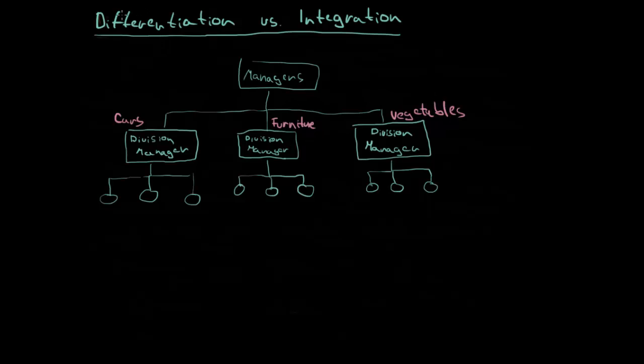So here we begin with the notion of differentiation. It is not that different, or not that much difference is required, for a company to create cars and furniture. So here the differentiation will be low. But between the cars division and the vegetables division, it is going to be very high, because growing and harvesting vegetables is very different from manufacturing cars or furniture. So here the differentiation is high.